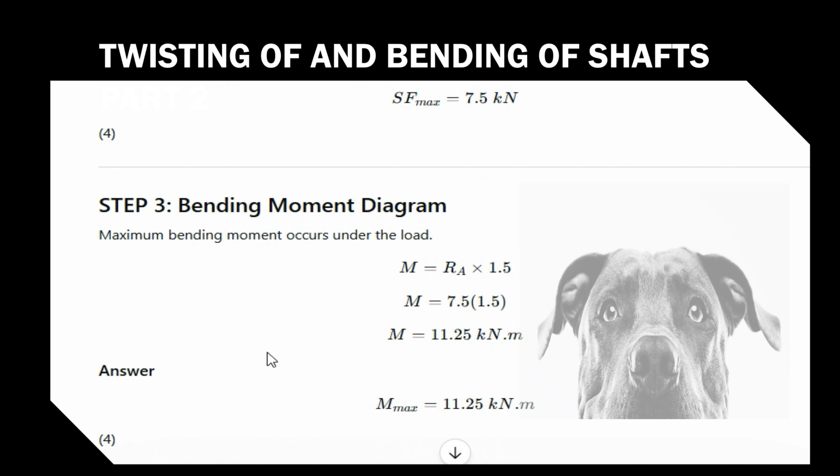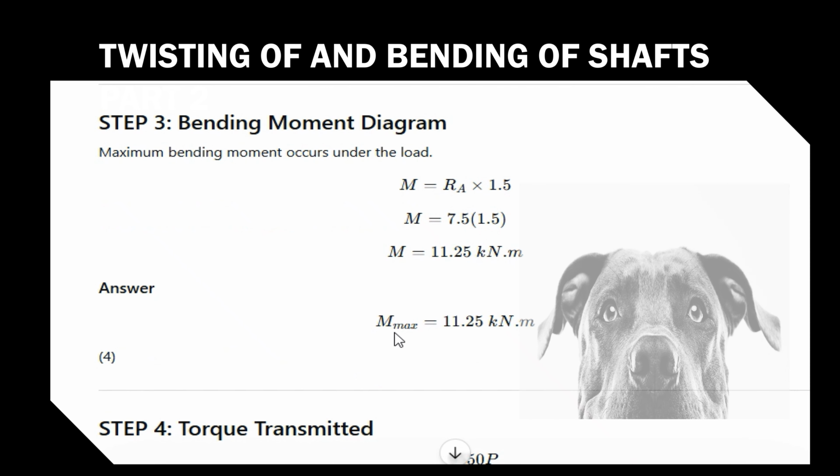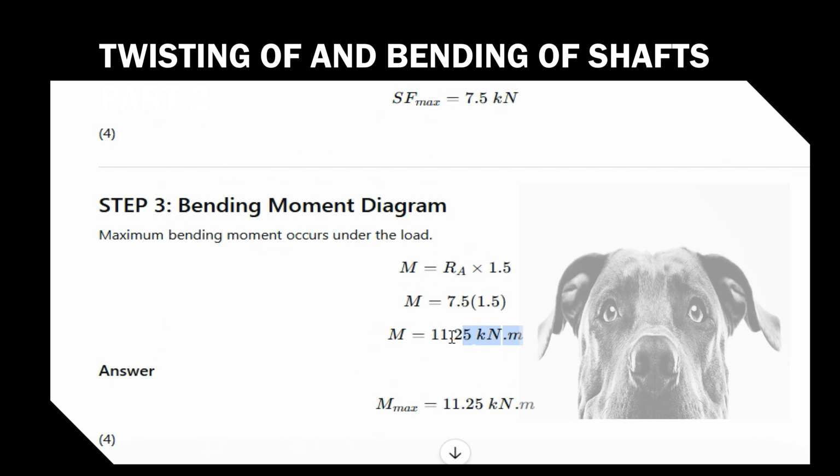Let's go to the bending moment. The bending moment is all about the force multiplied by distance. Maximum bending moment occurs under the load, where M equals RA multiplied by 1,5. This is the reaction A multiplied by the distance. Our distance is 1,5. Then M equals 7.5 multiplied by 1,5. M equals 11,25 kilonewton meter. This is the maximum bending moment, which is 11.25 kilonewton meter.